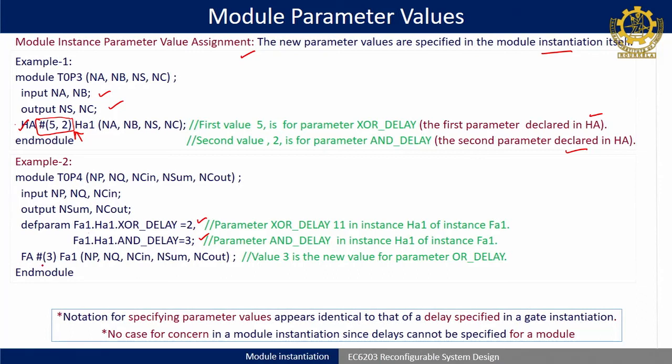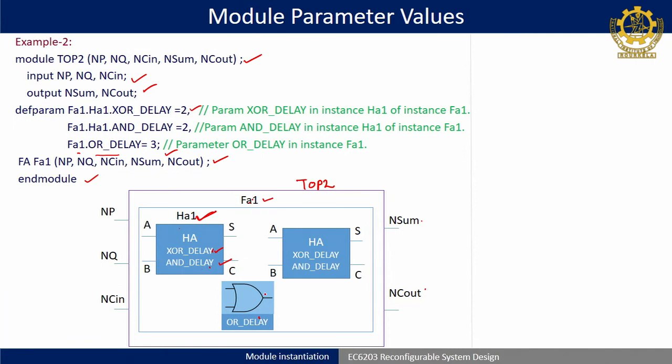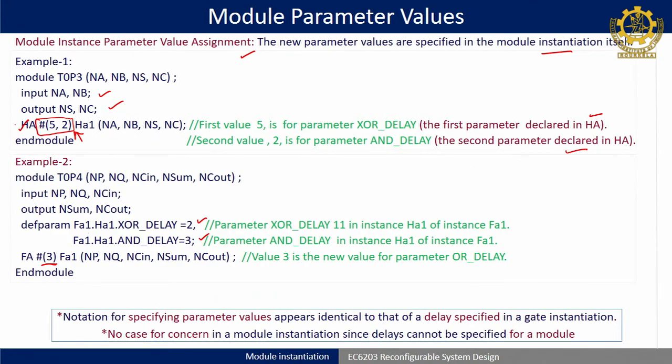Understood. But while doing this type of thing, you will go just one below, and if you see in the case of FA, it is just one below, OR. So that is why FA is called with hash 3 for FA1, instead of writing that. What they have done just below it, and if you see within the FA they have declared the OR as the only parameter. So FA hash 3. So here 3 is referred to as the OR delay. The first two have two levels of hierarchy: FA, FA1, HA1, then XOR.